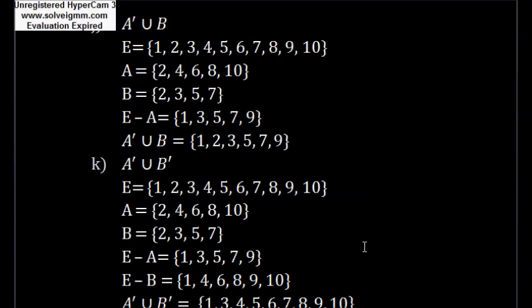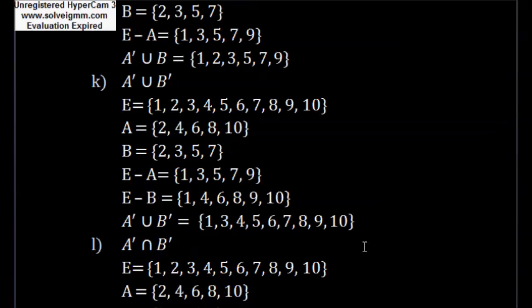And now in K part, again A complement union B complement. First you will find A complement, then B complement, then you have to combine both sets. So A complement equals 1, 3, 5, 7, 9, B complement equals 1, 4, 6, 8, 9, 10, and when you combine both sets, you will write all the elements in this set: 1, 3, 4, 5, 6, 7, 8, 9, 10.